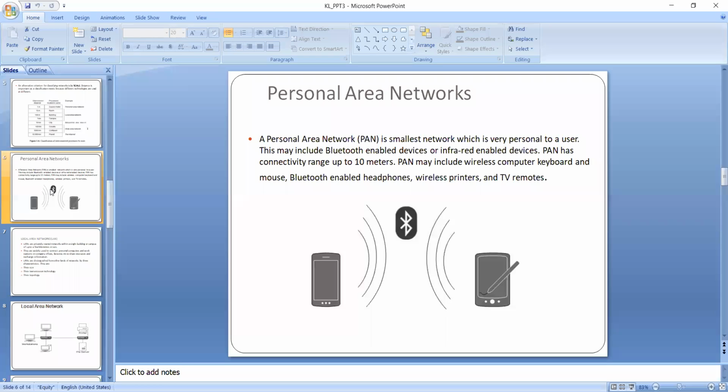So in order to avoid that problem, the computer vendors designed a new device, that is Bluetooth. Okay, so the best example of the personal area network is Bluetooth. This Bluetooth device is a short range wireless network, and this Bluetooth connects the accessories of the computer like the printer, keyboard, mouse, etc.